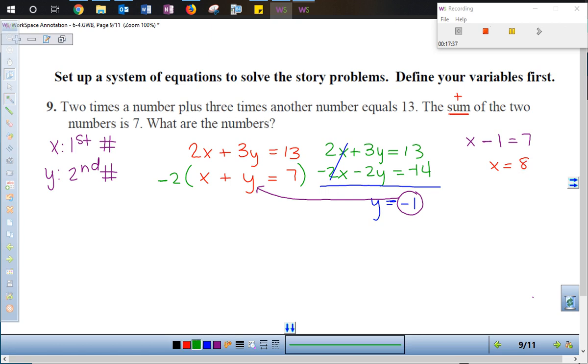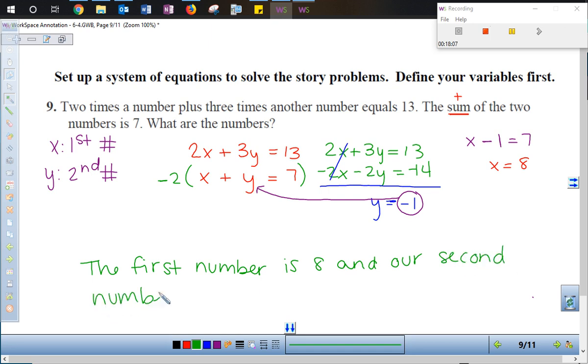Now finally, this is a word problem, so we need to write our answer as a nice complete sentence. It doesn't have to be fancy, it just has to be descriptive. If x equals 8, x represented our first number, so we can say the first number is 8, and y was negative 1. Y represented our second number, and our second number is negative 1. Now don't forget, we need capitalization and punctuation, and we should not abbreviate any words.